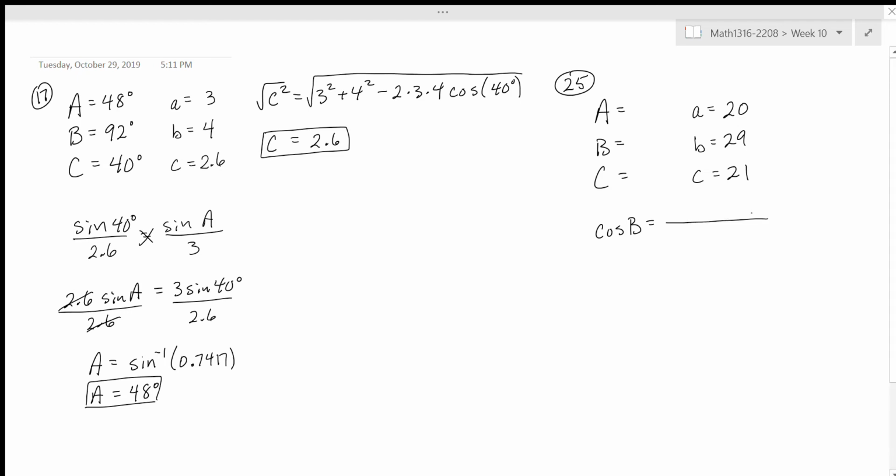Okay, here we go. So, plugging into the formula for cosine of B, that's going to be 20 squared plus 21 squared minus 29 squared, over 2 times 20 times 21. And then make sure that you use parentheses top and bottom if you need to. And as soon as somebody gets that calculated correctly, I'd like to have it.